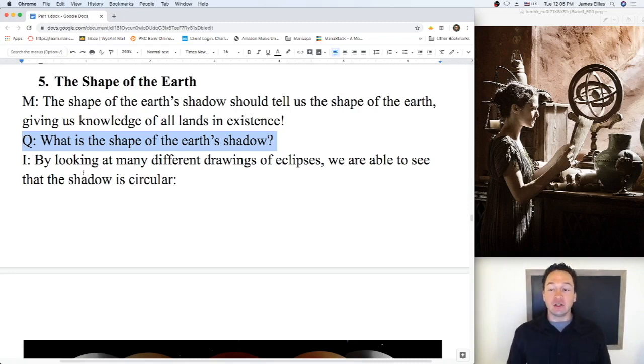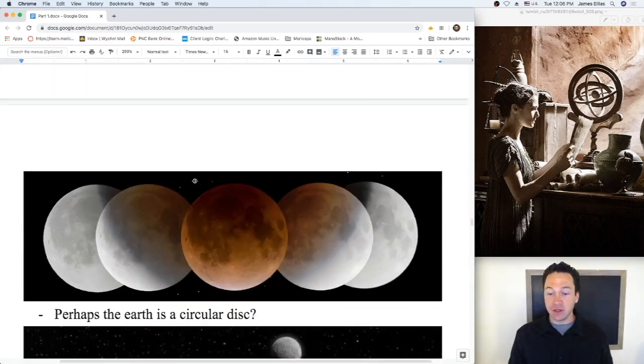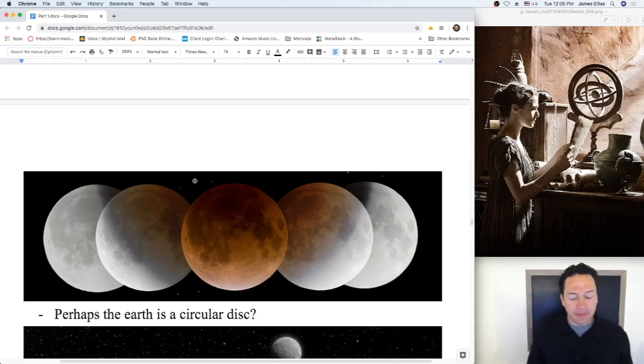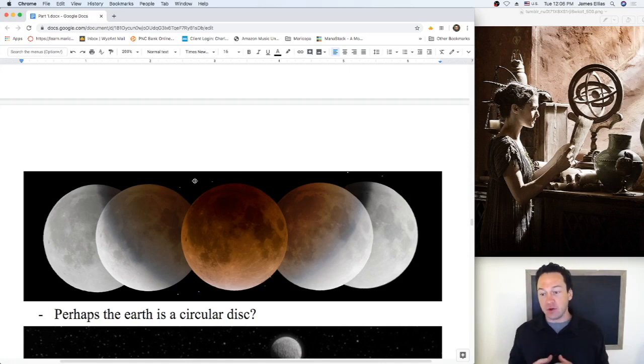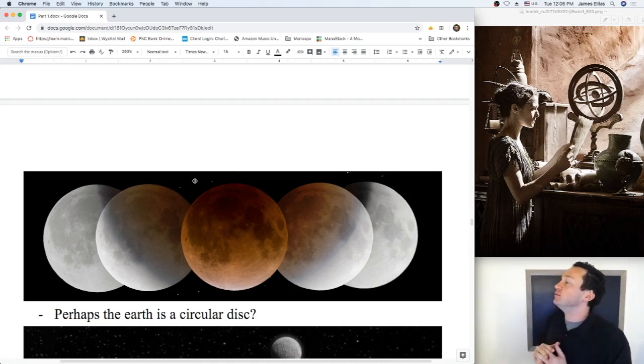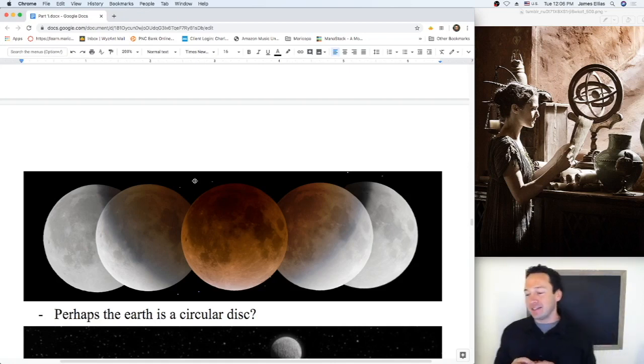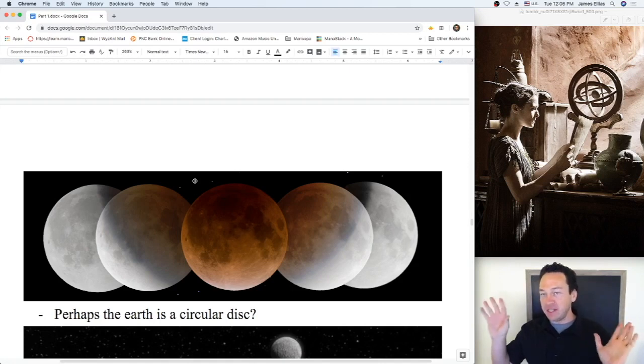Investigation. By looking at many drawings of different eclipses, we are able to see that the Earth's shadow is circular. So here's the idea here. What the Greeks would do, the elders of the heavens, in my little story, the elders of the heavens would draw pictures of the moon during an eclipse. And so this would allow them to see the shape of the shadow. You can think of the moon as this little piece of film that registers the shape of the Earth in 2D on it.